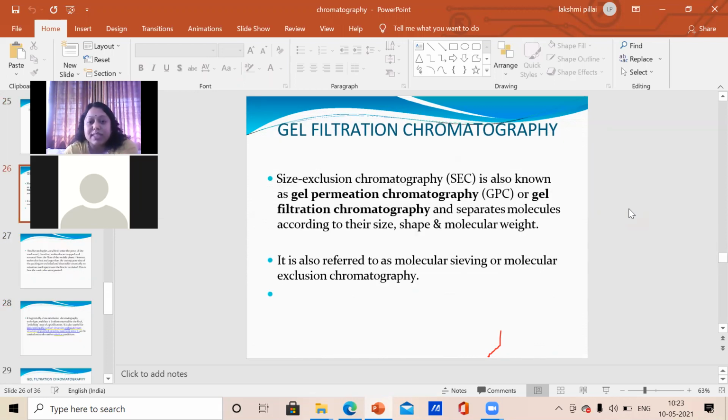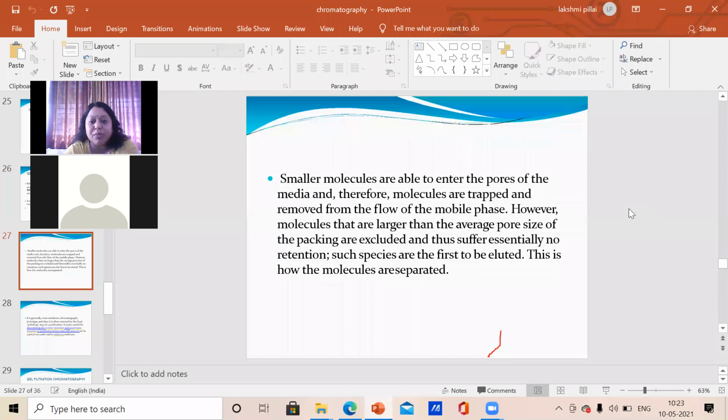It is based on size exclusion, and is also known as size exclusion or gel permeation chromatography. It separates molecules according to their sizes, shapes, and molecular weight. It is referred to as molecular sieving and molecular exclusion chromatography. Smaller molecules are able to enter the pores of the media. There is a bead which is made, and in that bead, smaller molecules are trapped.